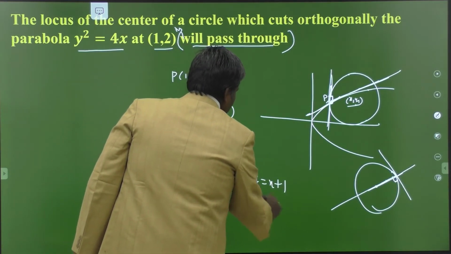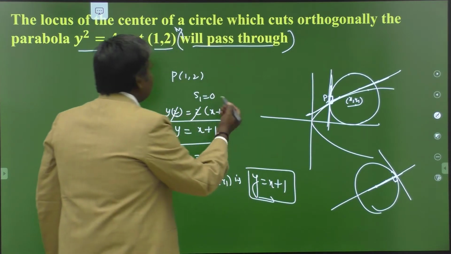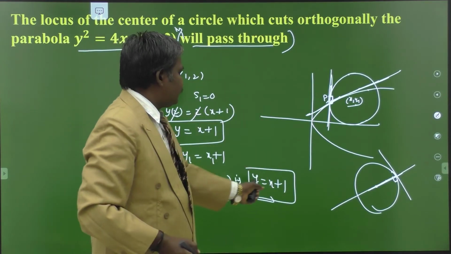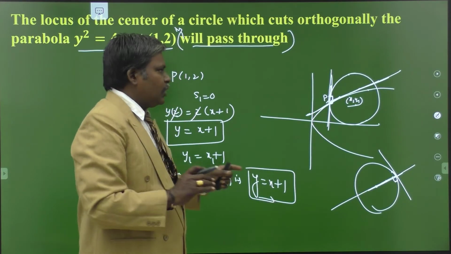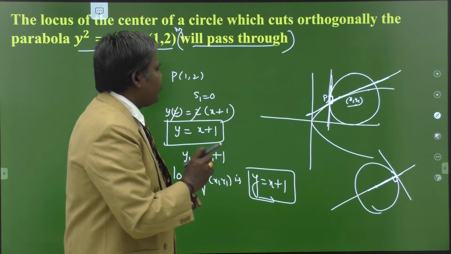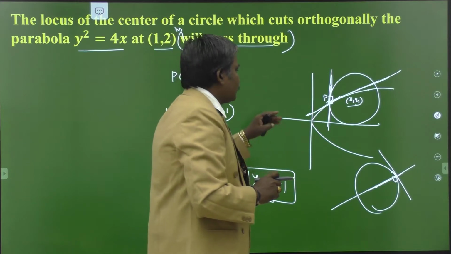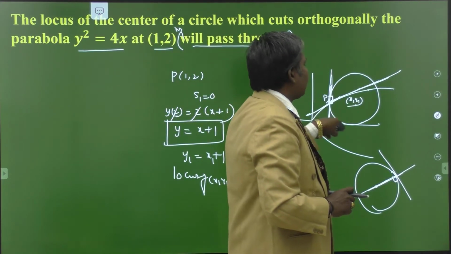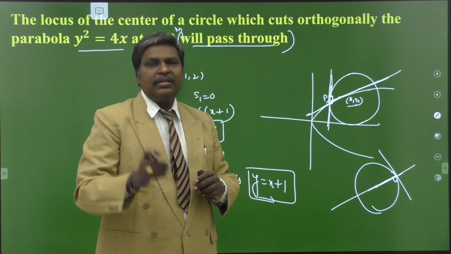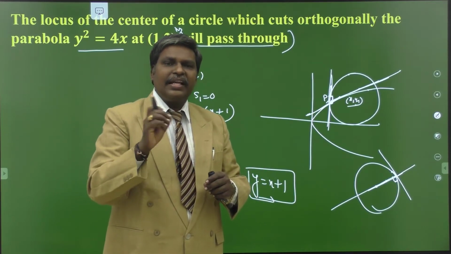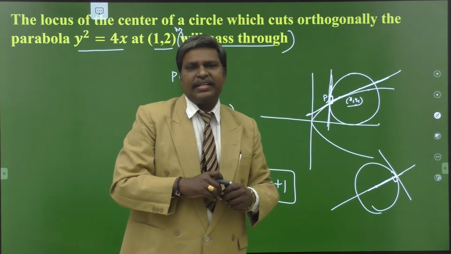This is my locus. Once you get the locus, from the options itself you can check which point lies on this curve. Understand? So the one and only thing you have to identify from the figure itself is that the tangent to the parabola is normal to the circle. Two curves make an angle of 90 degrees. We mean the angle between the tangents at their point of intersection is 90 degrees. Okay.